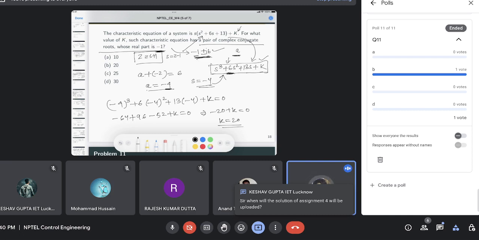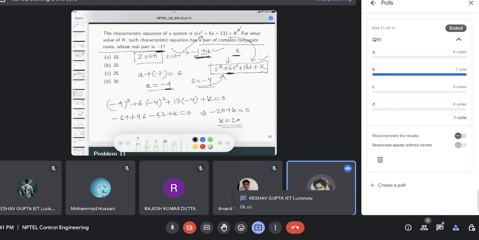Assignment solution? Okay, I have no idea about that. I think you can ask in the discussion forum, because I don't know when this solution will be uploaded. Okay, you can ask in the discussion forum.